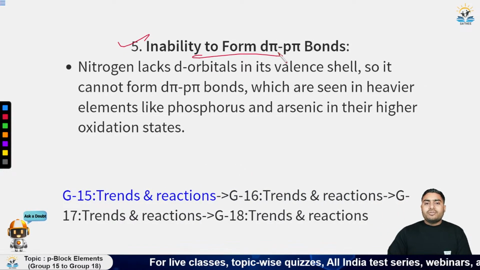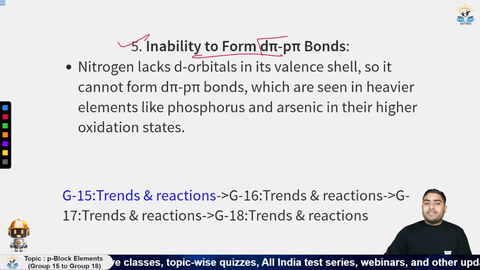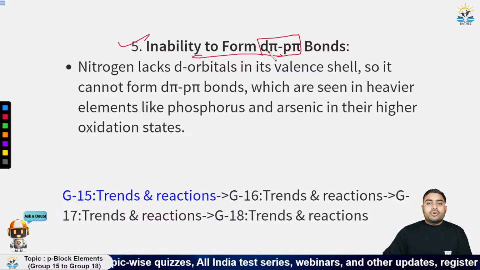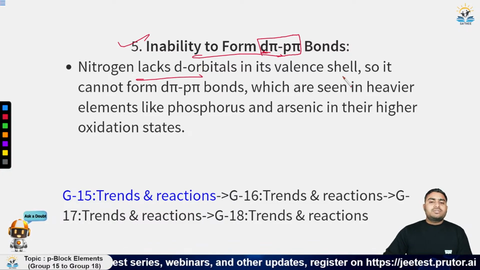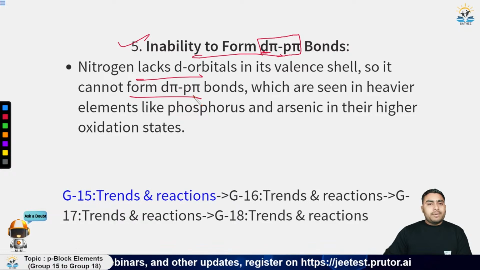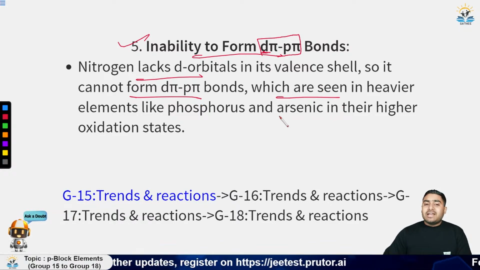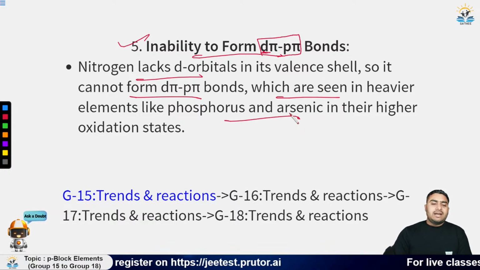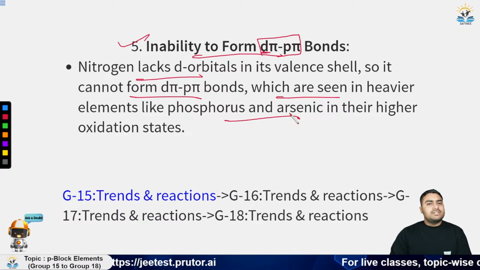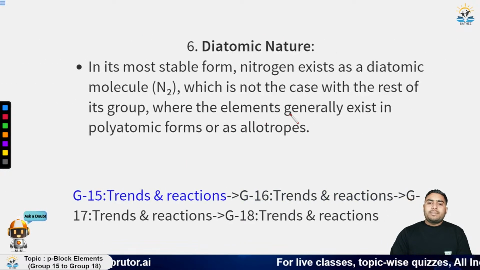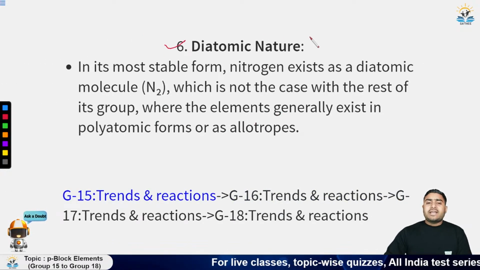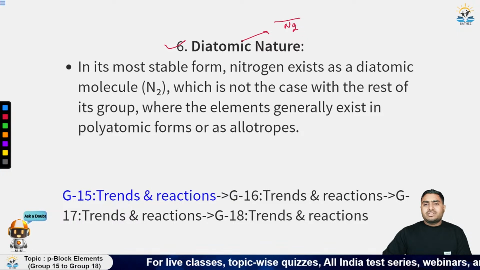Next is inability to form d pi p pi bonds. This is very interesting because nitrogen has no d orbitals in its valence shell, so it cannot form d pi p pi bonds, which are seen in heavier elements like phosphorus and arsenic in their higher oxidation states. That's all about the d pi p pi bonds. Next is diatomic nature. Nitrogen is diatomic in nature, right?